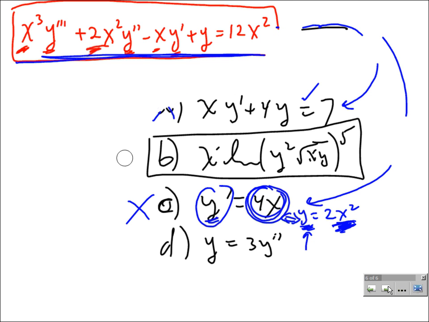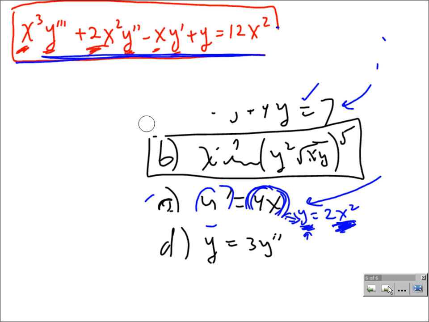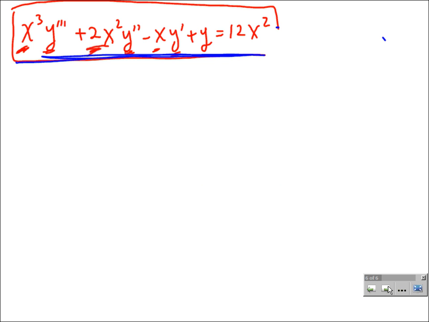And the last choice, y equals 3y double prime, that has derivatives. Okay. Now they're going to give us the answer, because this is the verification section. In later sections, we're going to learn how to find the solution. But before we can find the solution, we should be able to check to see that it's even right. So that's what we're practicing now.